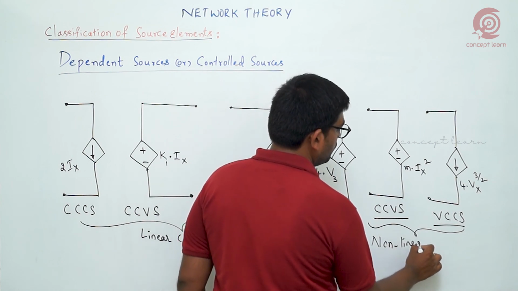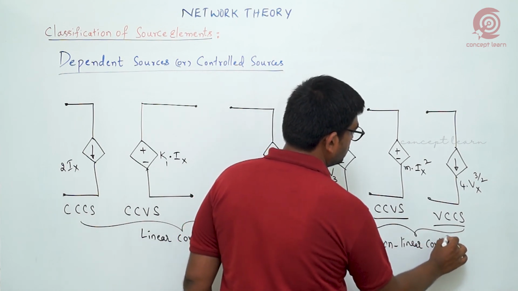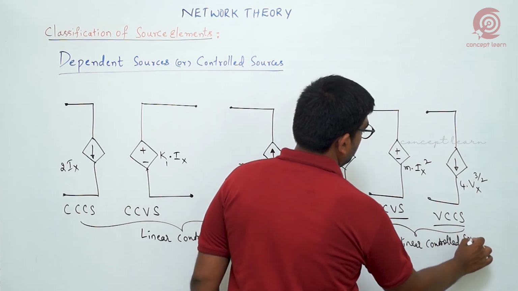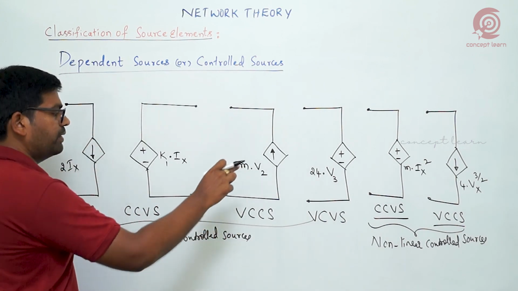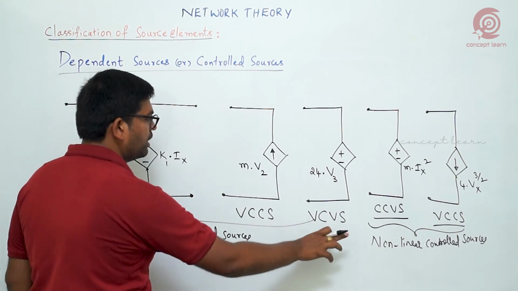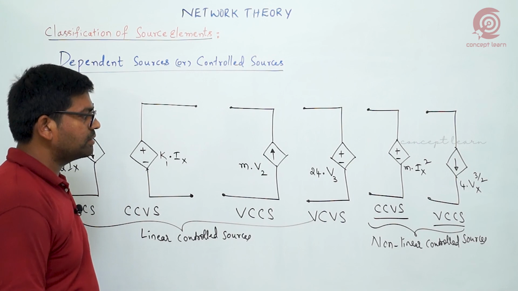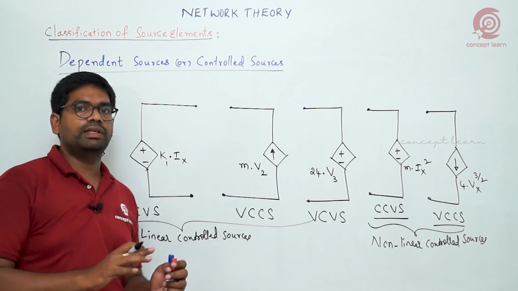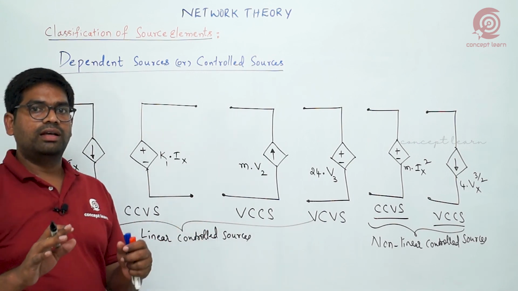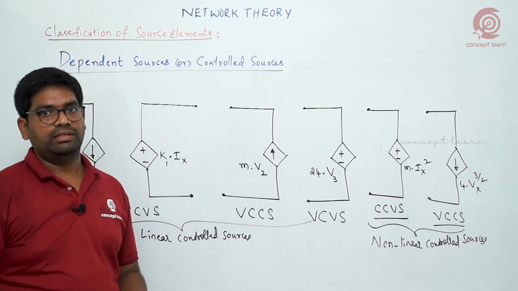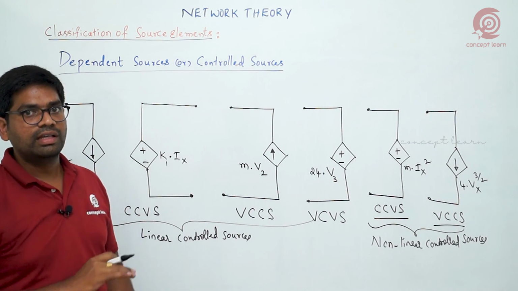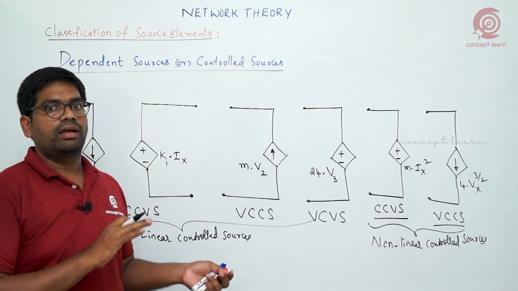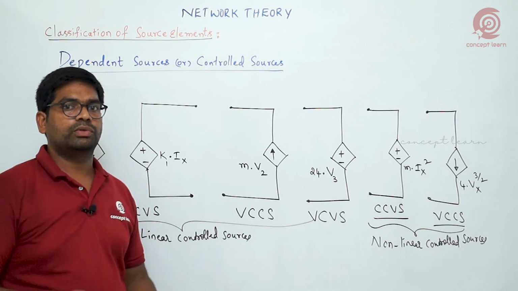non-linear controlled sources. So based on the relation of the dependent variable, we categorized into linear and non-linear control sources. But basically a source is a non-linear element only, based on the characteristics I am giving. Okay, this is the classification of source elements.